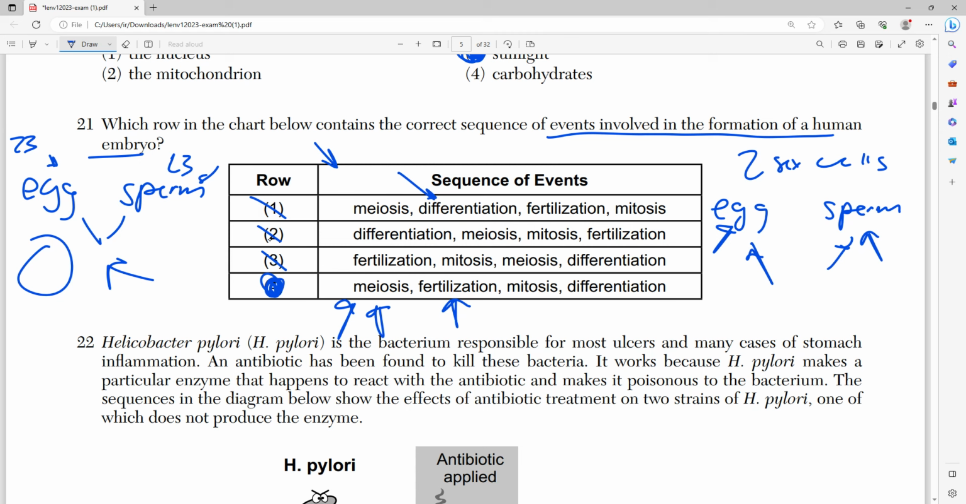Oh, so sorry guys. After fertilization, mitosis happens. They get fertilized, then this cell begins to divide. It goes from only being 2 cells to being thousands and thousands of cells. And now that you have thousands of cells, they're going to differentiate and they're going to form organs.